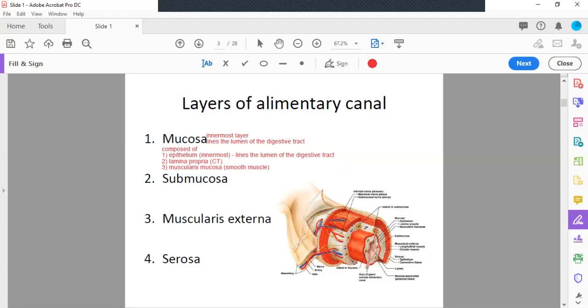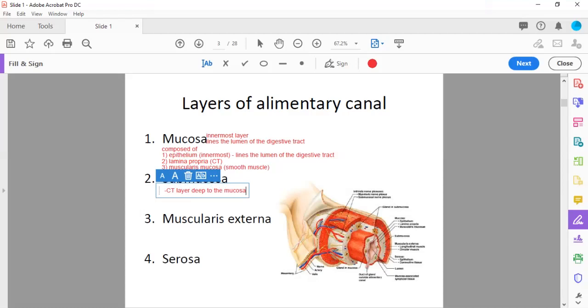So this is going to be CT, and this is a CT layer deep to the mucosa. Now remember we talked about the terminology deep, and the reference point when we use that in this sense is the lumen. So anything that is away from it would be deep, and anything that's nearby to it is more superficial. So mucosa is superficial to submucosa.